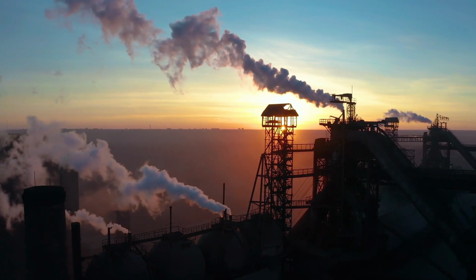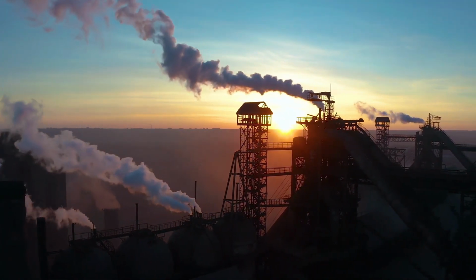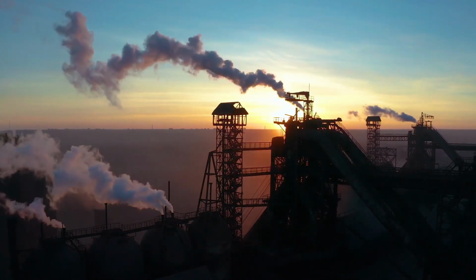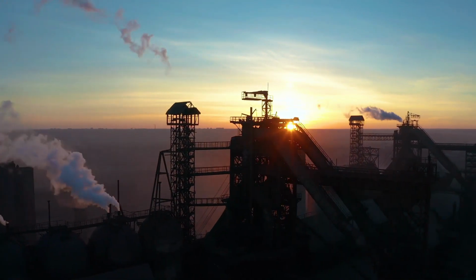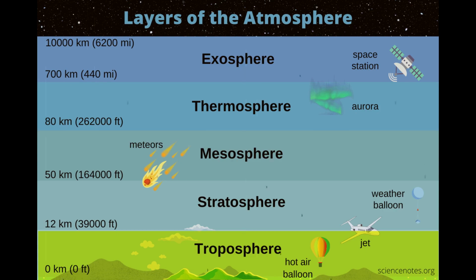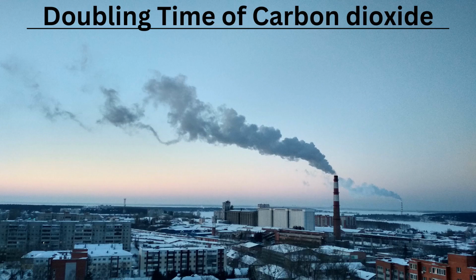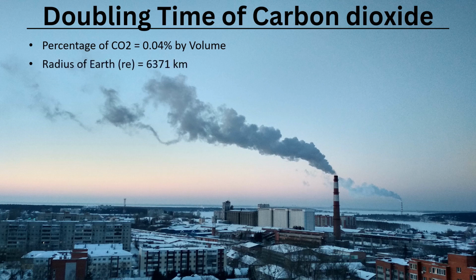Now, let's get into the nitty-gritty. To find out the doubling time of carbon dioxide, we need to understand the present amount in the atmosphere. One way to estimate this is by considering the troposphere, the layer of our atmosphere closest to Earth's surface. The percentage of carbon dioxide in the atmosphere is estimated at around 0.04% by volume, and Earth's radius, say Re, is 6371 kilometers. The combined radius of the troposphere, let's say RT, will be equal to 6371 plus 12, which is equal to 6383 kilometers.